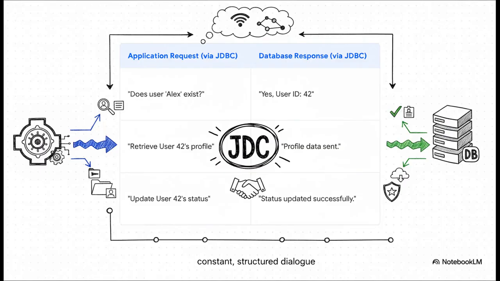And you can almost picture that conversation happening, right? The application, using JDBC, sends a clear request. Hey, does a user named Alex exist? The database understands and sends back a clear answer. Yep, their ID is 42. It's this constant, structured back and forth that makes a dynamic website actually work.